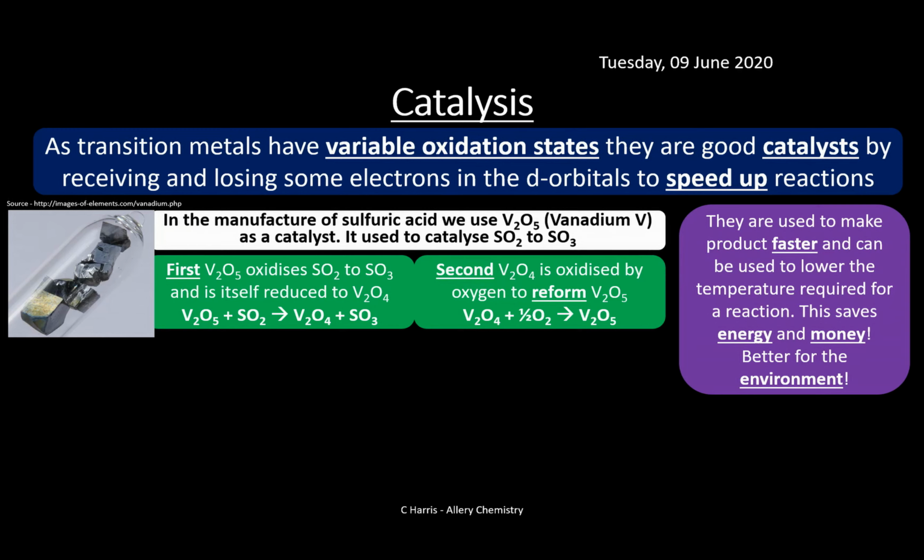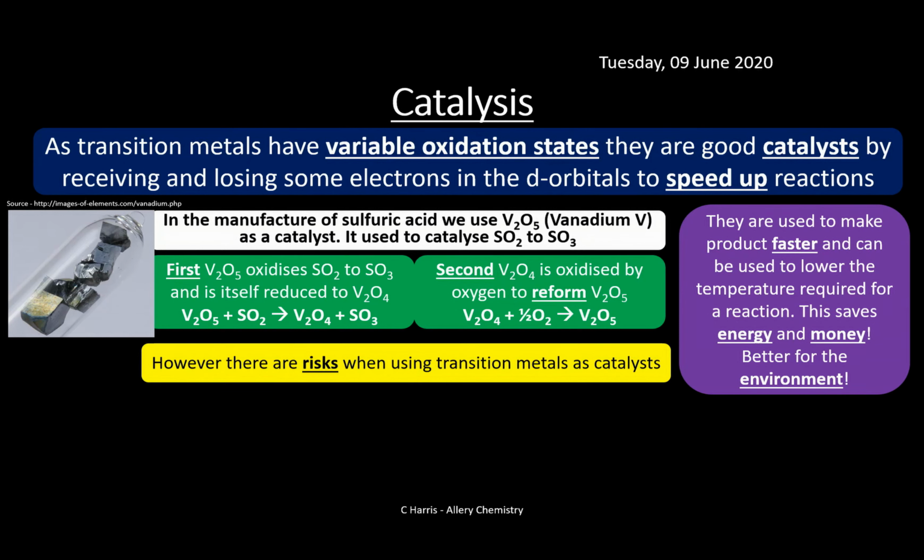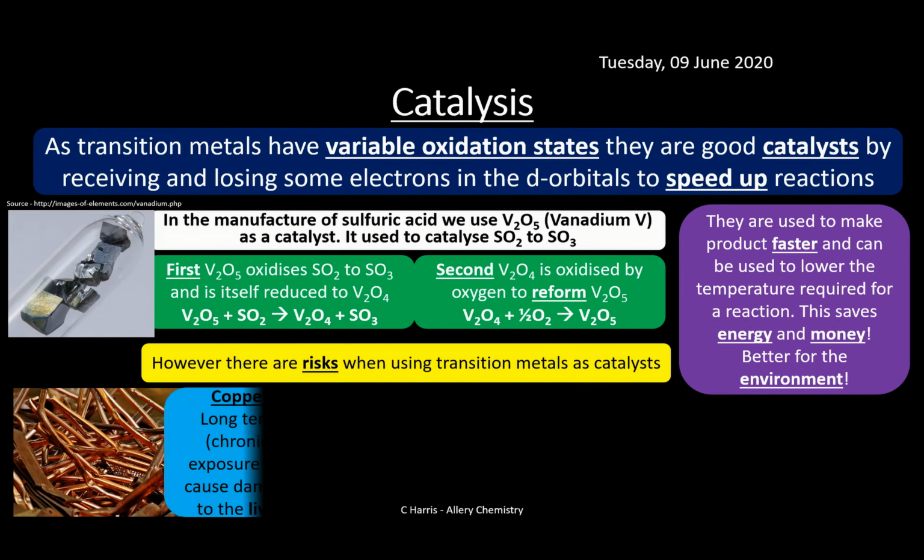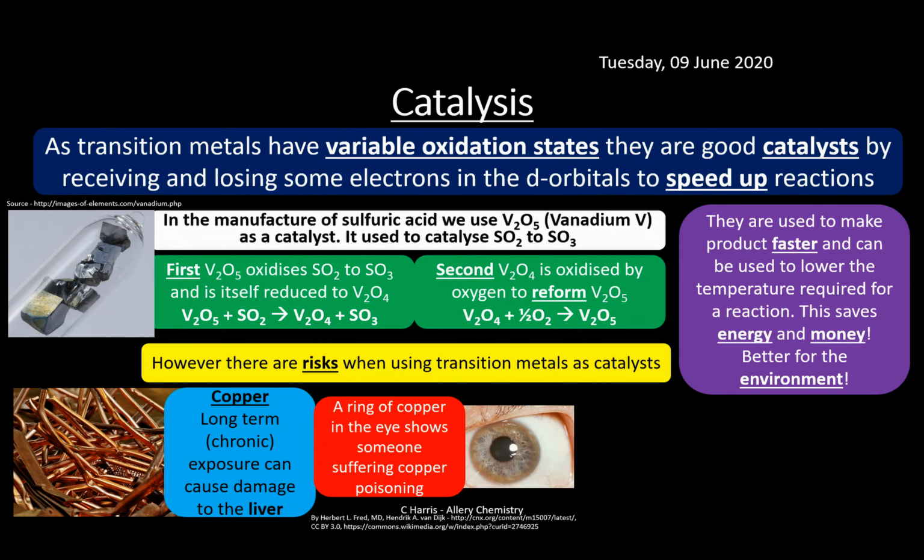Okay, but we've got to be careful with catalysts. Catalysts are good at speeding up reactions, but there are hazards associated with transition metals being used as catalysts. Examples include copper. Chronic exposure to copper can cause damage to the liver. You can get liver damage by long-term exposure to copper. You can also get a ring of copper in the eye, which shows that someone is suffering from copper poisoning. You can see in the picture here, it's quite subtle, but we've got this copper ring around the eye.